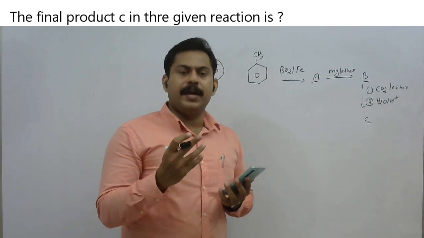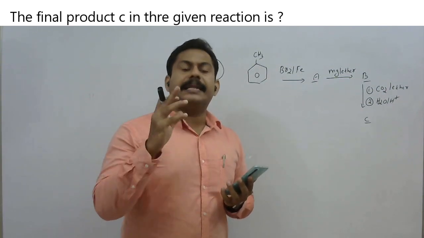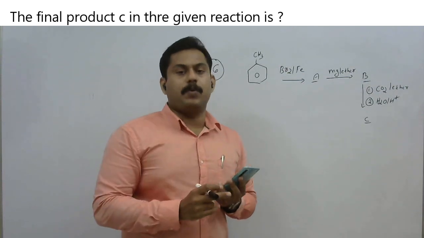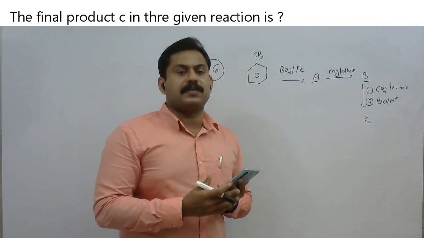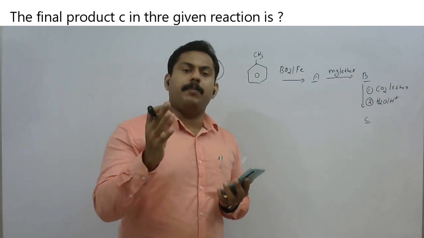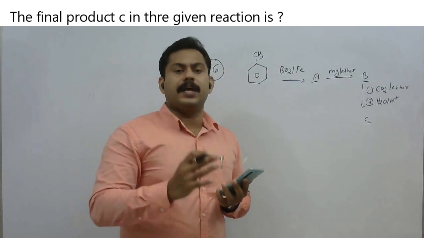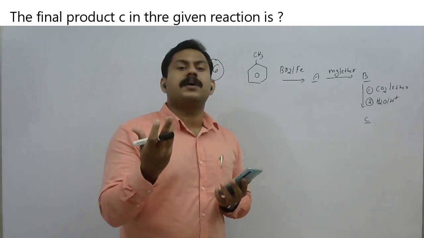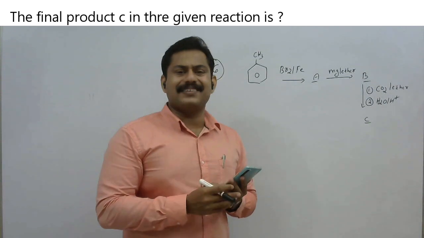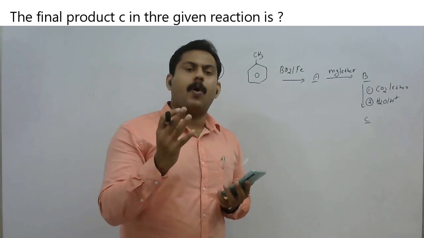If halogen is in the presence of light, you can directly go for benzylic bromination only. The second way: if you are given NBS, N-bromosuccinimide, that also indicates benzylic bromination only. In this case, we are using a Lewis acid only, so it indicates the normal bromination on the ring only.